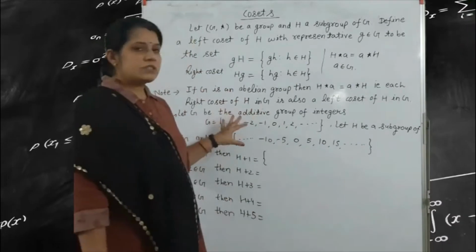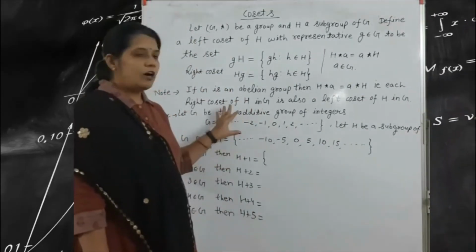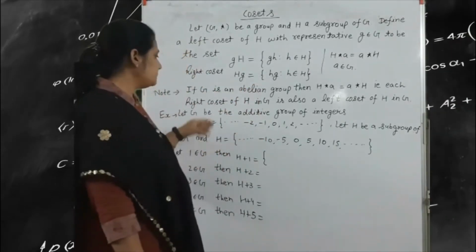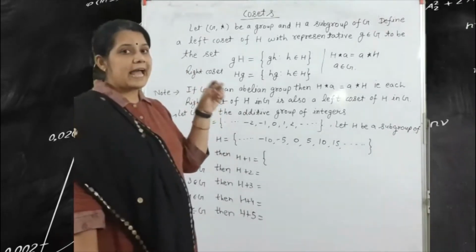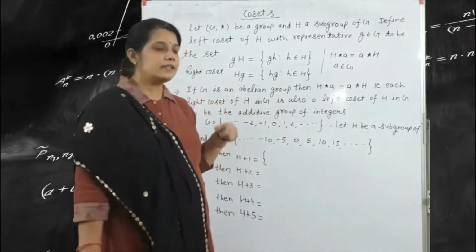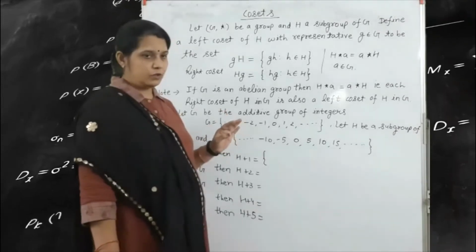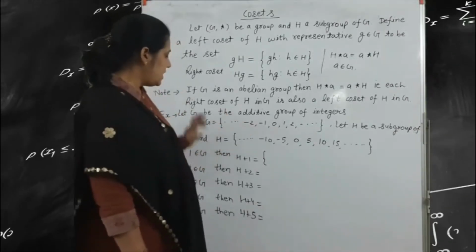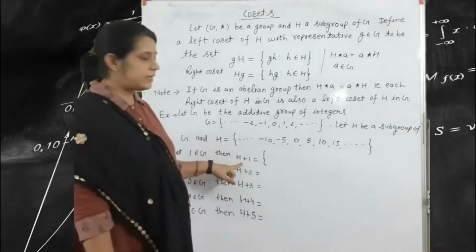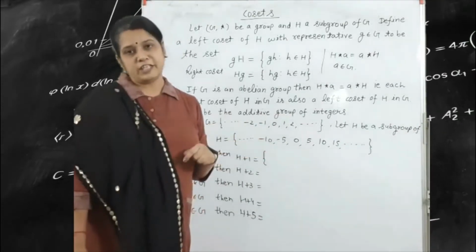So these two sets, the group G and the subgroup H, are already given in your question. Here we can find out that the left coset is equal to the right coset. For example, 1 belongs to G. If 1 belongs to G, then H plus 1 is equal to what? Why do we write the plus sign here? Because this example depends on the additive group of integers.